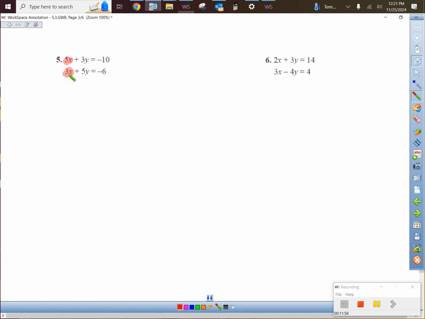5 is not a multiple of 3. Do you know what I mean? So we have to do what I call the double down doubler. We're going to have to multiply both equations by something.